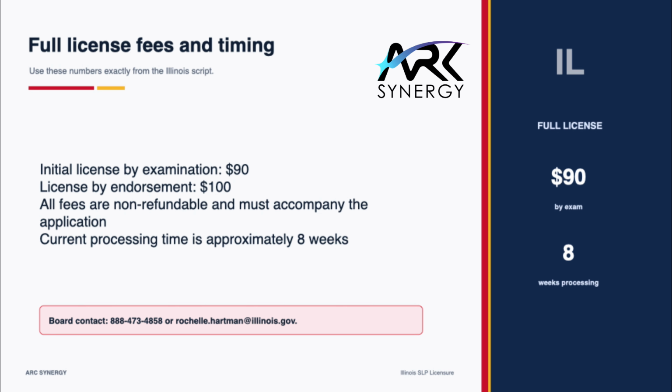If you are obtaining your license through examination, meaning that you just completed your CF and you're getting your first license, the initial license fee is $90. If you are obtaining the license via endorsement, either with your CCCs or through another state licensure, the fee is $100. Current processing time is approximately 8 weeks.